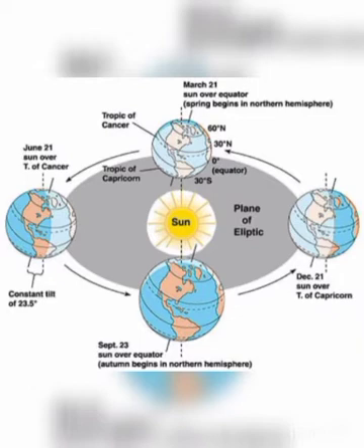The change in seasons from summer to winter. What are the four seasons? Summer, winter, autumn and spring, isn't it? So, the change in seasons from summer to winter and from winter to summer, how does it happen? There are two reasons. The first one is the tilt of the Earth's axis. The second one is the orbit of the Earth around the Sun. Okay?